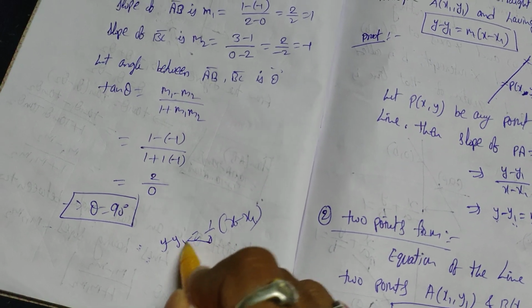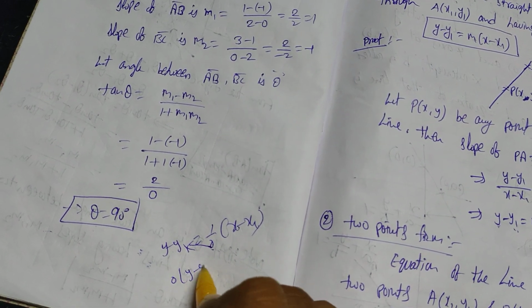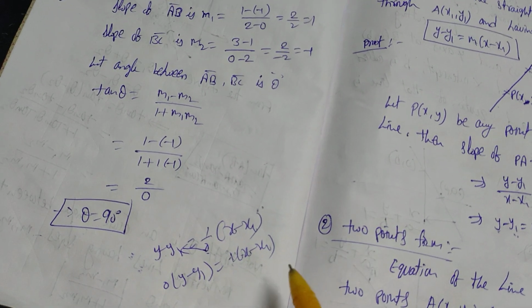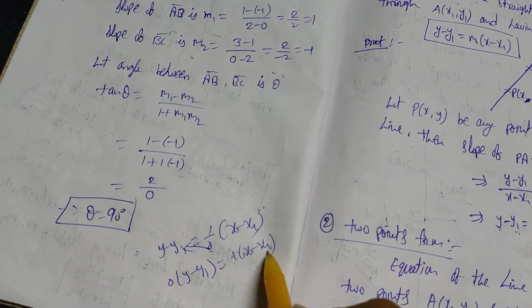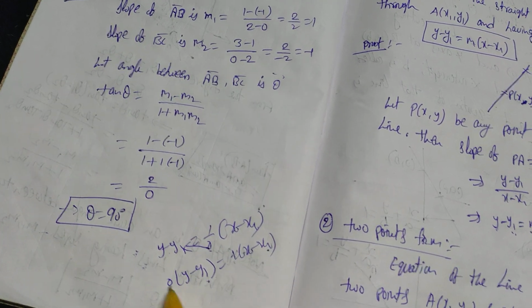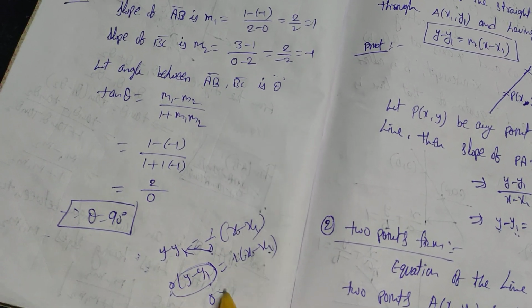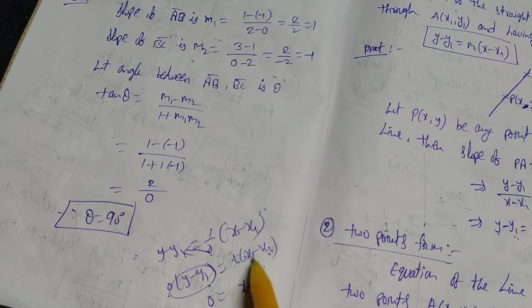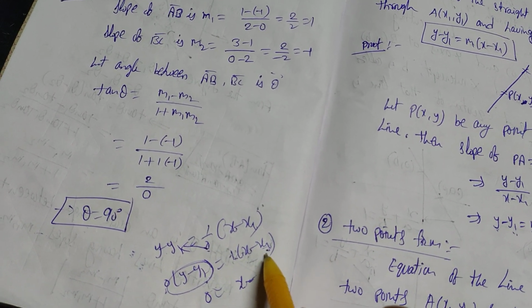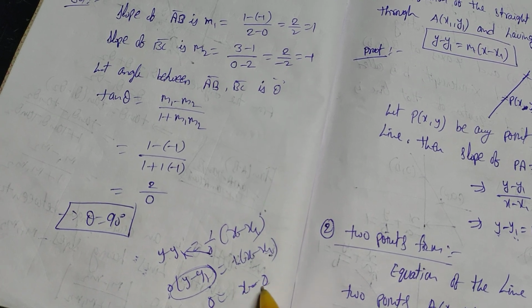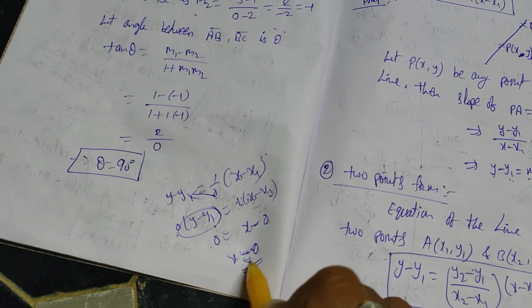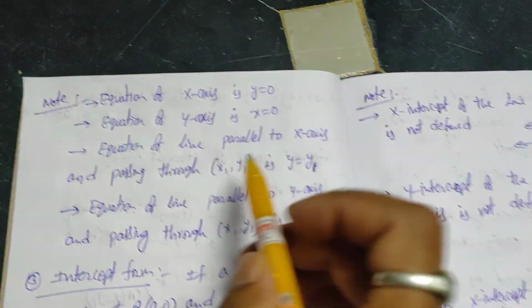So cross multiplication: 0 into y minus y1 is equal to 1 into x minus x1. Actually on the y-axis x1 is equal to 0 and y1 is y1 only. So 0 into anything is 0. So 0 is equal to x minus x1, because 1 into anything is the same thing. On the y-axis x1 is equal to 0. So x minus 0 is equal to 0. So we can write x is equal to 0. This is the proof of this one. So equation of y-axis is x is equal to 0.